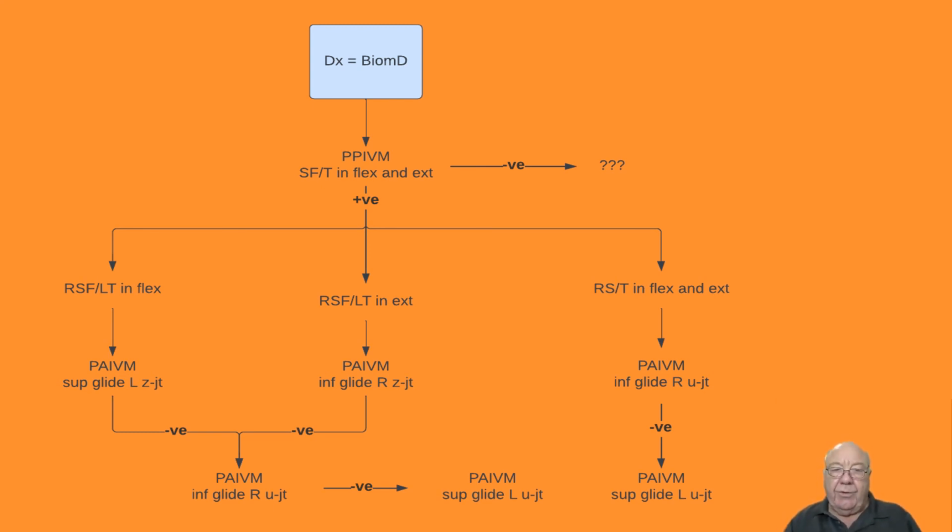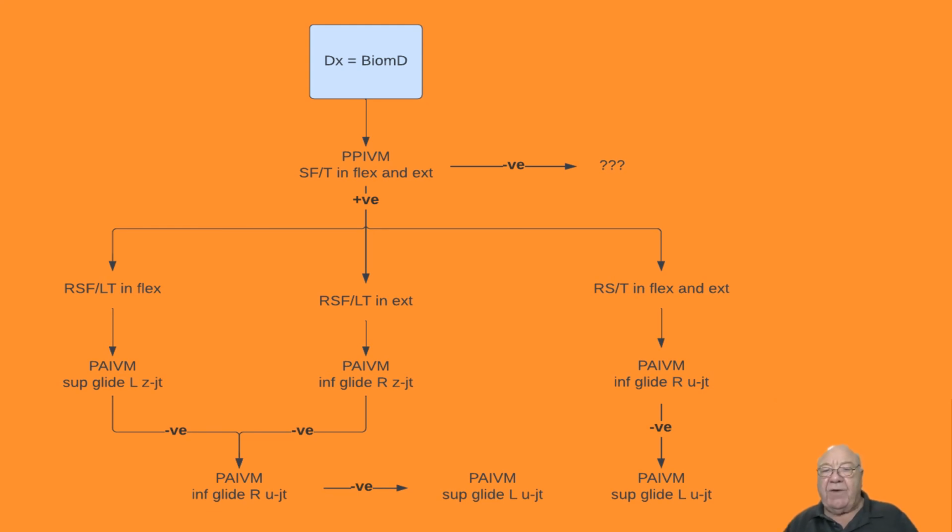Now, we're going to assume it's right side flexion, left translation again. And if we find that in flexion, we then do a PAIVM for the superior glide of the left zygapophyseal joint. If only right side flexion, left translation in flexion is positive. If, on the other hand, right side flexion in extension is positive, then we'll do the PAIVM for the inferior glide of the right zygapophyseal joint. If they're both negative, then we'll look at the PAIVM for the inferior glide of the right uncovertebral joint, simply because that's the more common one, the ipsilateral one. If that's negative, then we'll look at the PAIVM for the superior glide of the left uncovertebral joint.